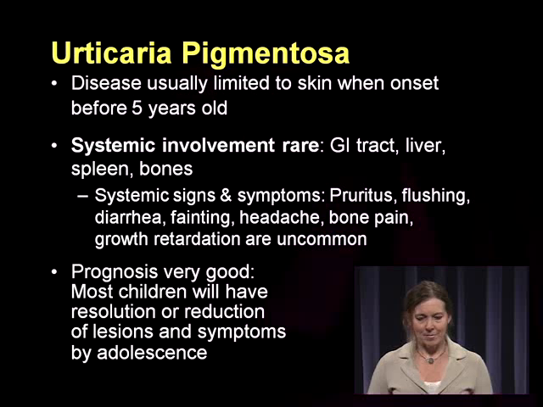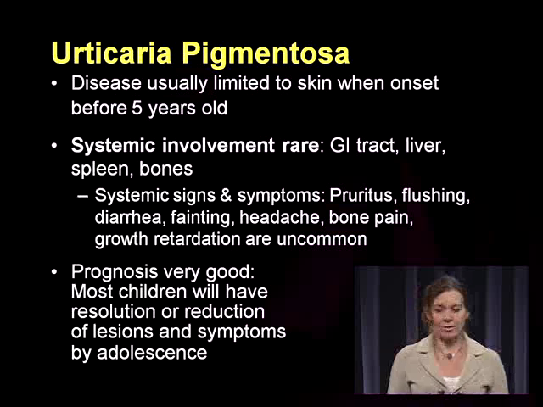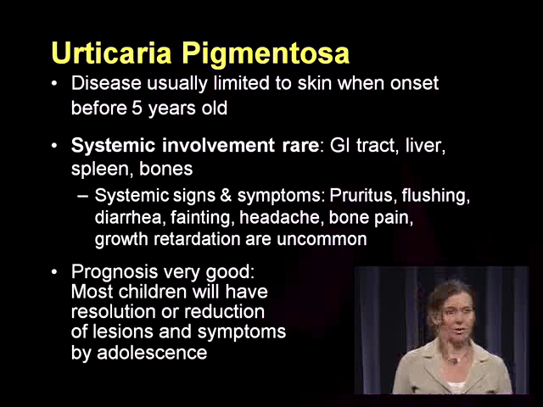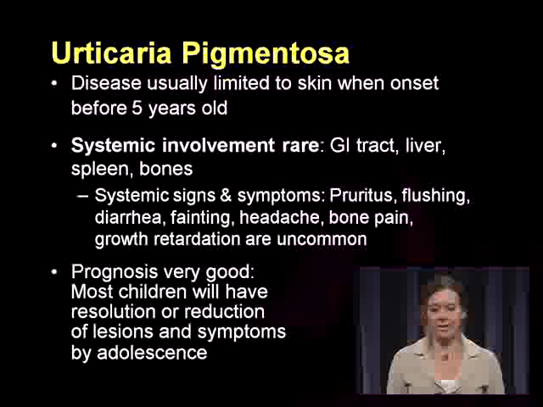Most patients will have disease, especially most children will have mastocytosis that's limited to the skin, particularly if they have early onset in the first few years of life. However, you do want to keep in mind that some children will have systemic involvement, and that's most commonly going to be the gastrointestinal tract, the liver, the spleen, and the bones.